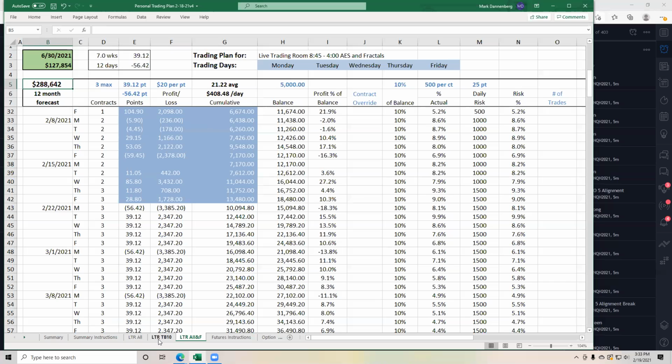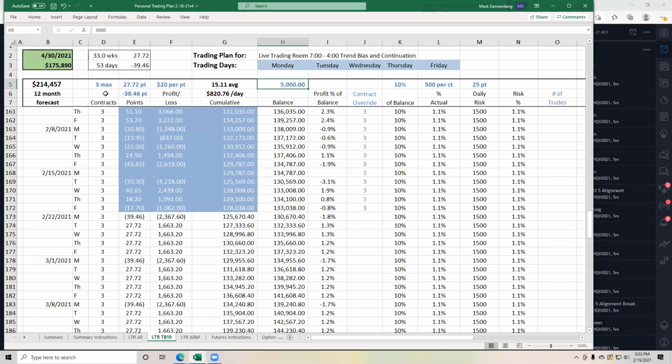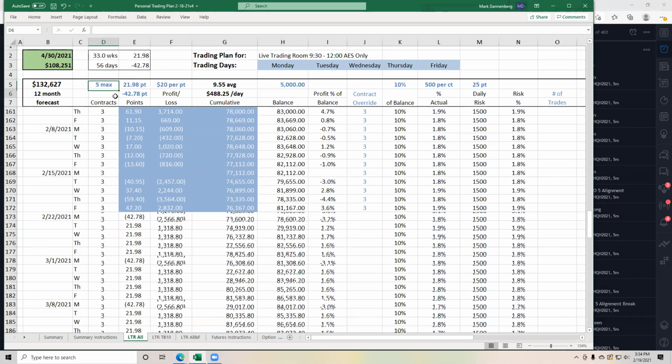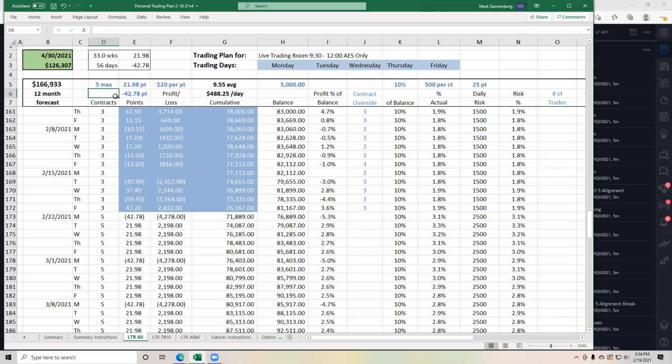You can also decide that you are very comfortable and confident in your trading. And I'm going to go to the 9:30 to noon. And all these run rate values, you understand how you got there, you understand how you have losses, you understand how you have gains, and you understand what it's projecting. And you may decide that you're very comfortable increasing your maximum number of contracts. So if I were to increase to a maximum of 5 contracts from 3, my income projection goes from 132 to almost 167.